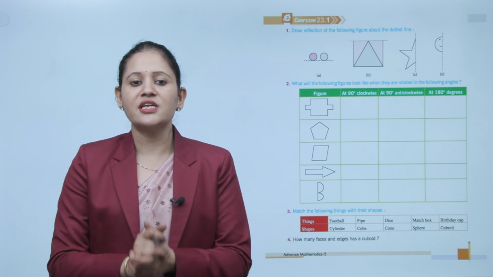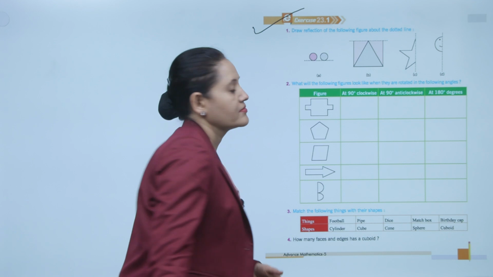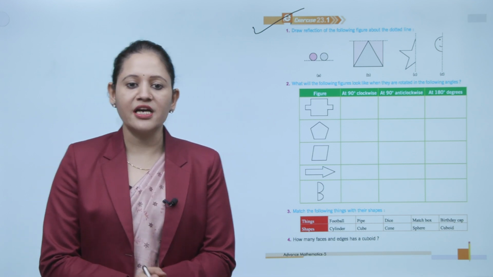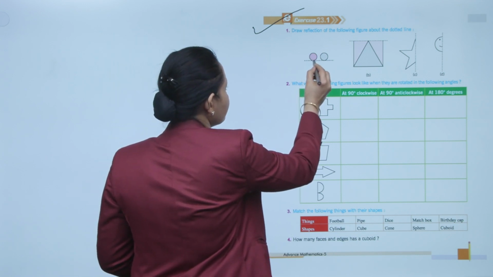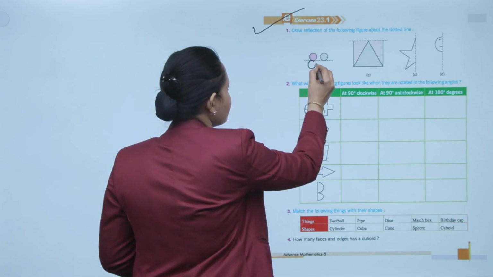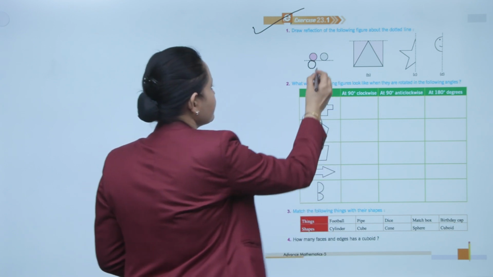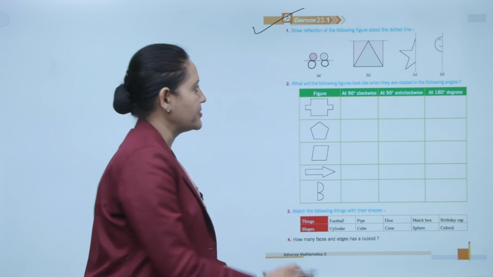Next is the exercise. 23.1. Draw the reflection of the following figure above the dotted line. So, it will look something like this.